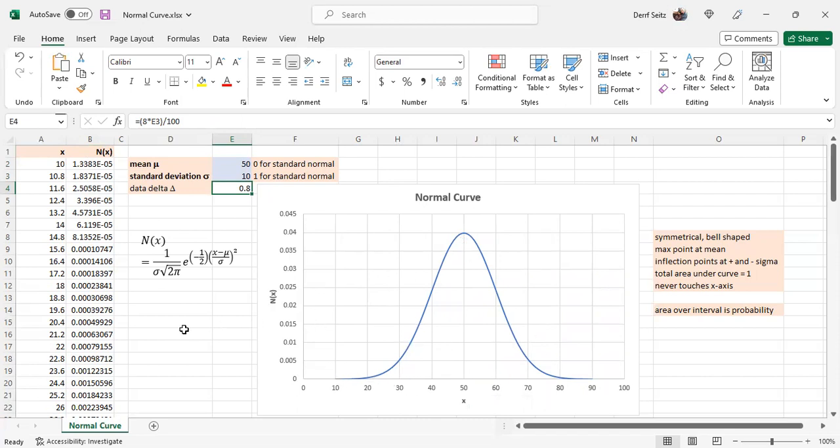So very powerful. They have this capability to instantly look at the change here for a different mean and standard deviation, and to understand the concepts for this very important probability function called the normal curve.